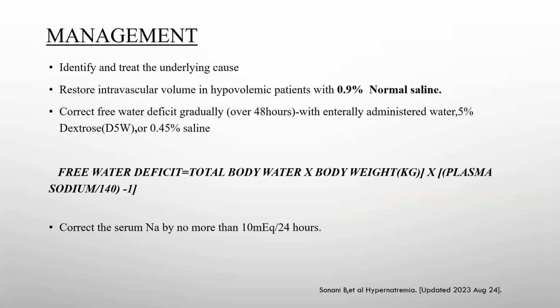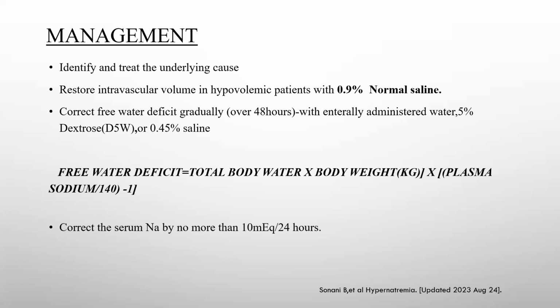In a hemodynamically unstable patient, the first priority is to maintain the circulation, so we give 0.9% normal saline. Here we restore the perfusion even though the sodium is high. We start with normal saline because shock will kill the patient faster than the hypernatremia. The free water deficit can be corrected gradually with orally administered water and with 5% dextrose or 0.45% saline. In euvolemic hypernatremia, we can use desmopressin or thiazide diuretics.